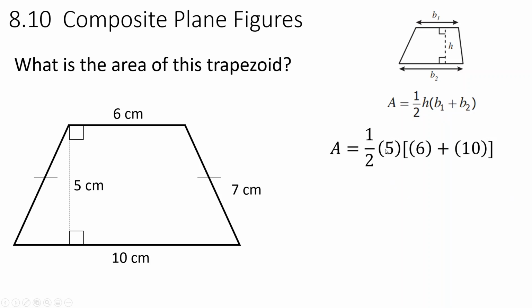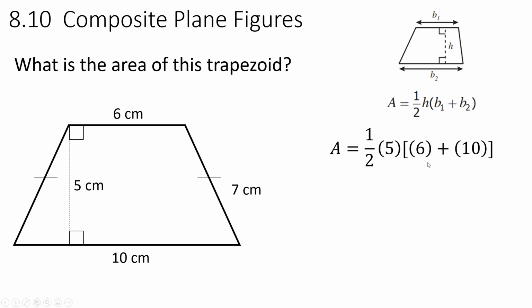So we've got 1/2 of the height being 5. The height will always have to be perpendicular to the two bases. So we've got 1/2 of 5 times 6 plus 10. So we've got base 1 and base 2. This 7 over here is not needed to figure out area. It's not parallel to anything, and it's not perpendicular to anything. So it can't be counted as a height or a base.